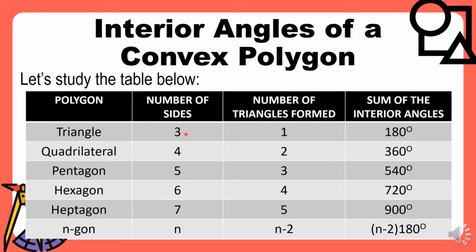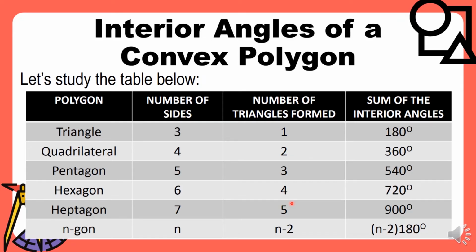Tignan ang triangle. 3 ang number of sides nito, minus 2 is equal to 1 triangle formed. Tignan ang pentagon. 5 minus 2, gamit ang ating formula sa n-gon, is equal to 3. At 3 ang triangles na mabubuo sa loob ng ating convex pentagon. Tignan ang heptagon. Muli, sa pamamagitan ng n minus 2 na formula, 7 minus 2 is equal to 5. 5 ang triangles na mabubuo sa loob ng ating convex heptagon.